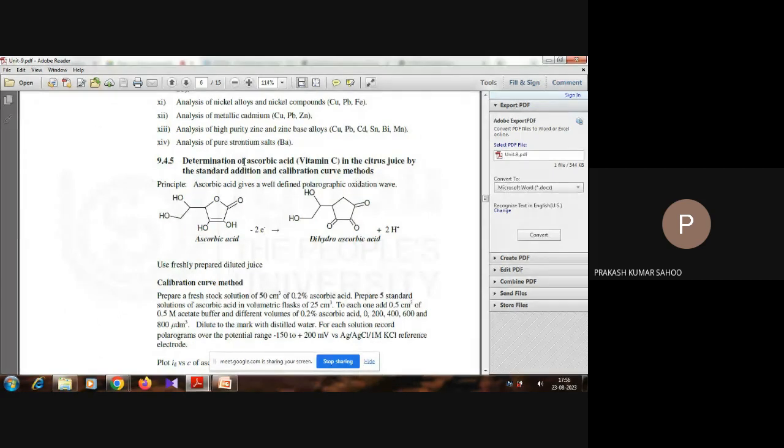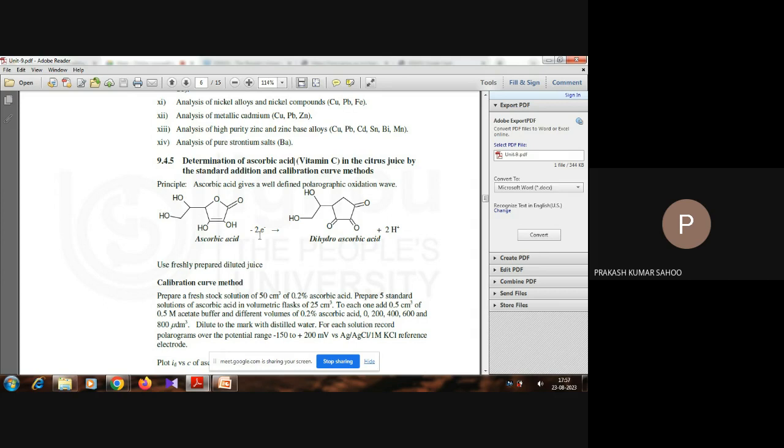Then we have determination of ascorbic acid, that is vitamin C. This is the ascorbic acid. Then we have a pentagon here, containing one oxygen and four carbon, and at the 2 position there will be a carbonyl, double bond O, and at 3 and 4 positions we have two hydroxy groups with one double bond, followed by some conjugation, and we have a hydroxyl group here.